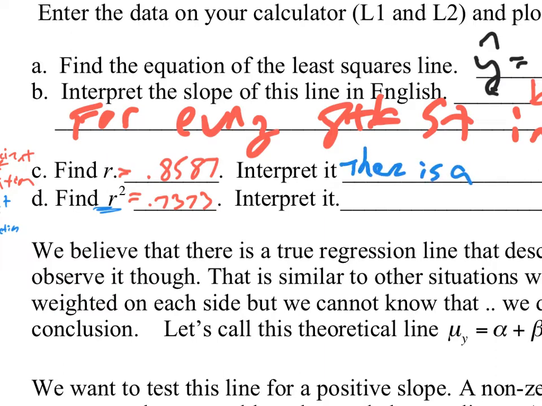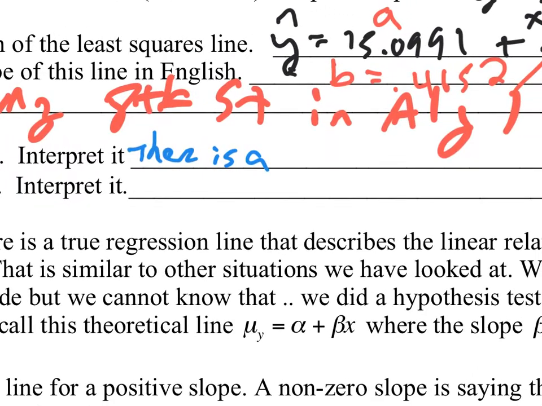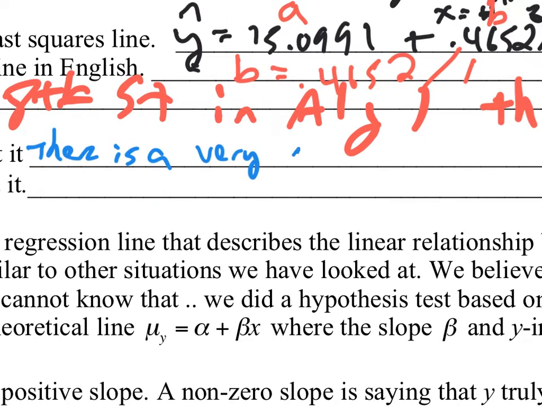There is a very strong... I'm not so sure it's very strong, but it's close to 0.9. Yeah. There is a very strong, or fairly strong, or strong association. What's the direction?